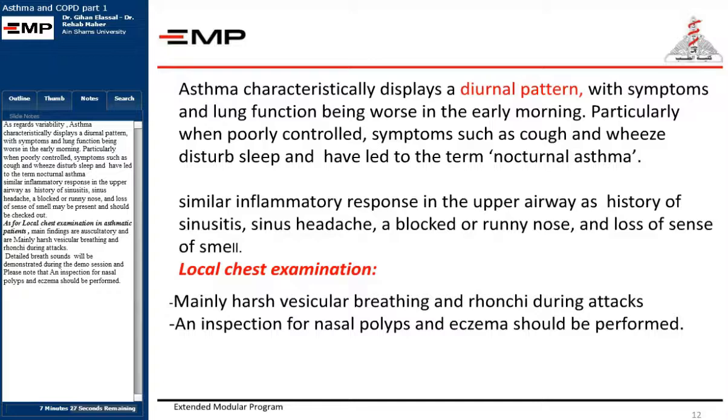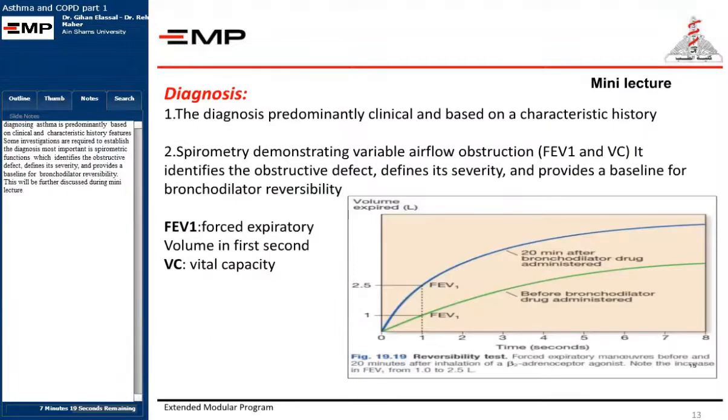Detailed breath sounds will be demonstrated during the demo session, and please note that an inspection for nasal polyps and eczema should be performed. Diagnosing asthma is predominantly based on clinical and characteristic history features. Some investigations are required to establish the diagnosis. Most important is spirometric functions, which identifies the obstructive defect, defines its severity, and provides a baseline for bronchodilator reversibility.